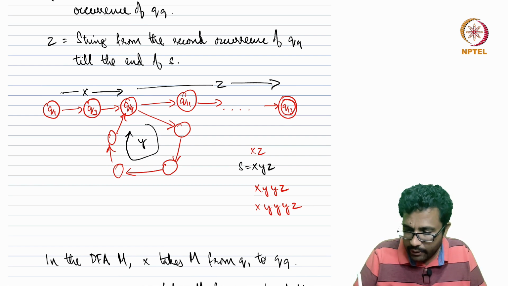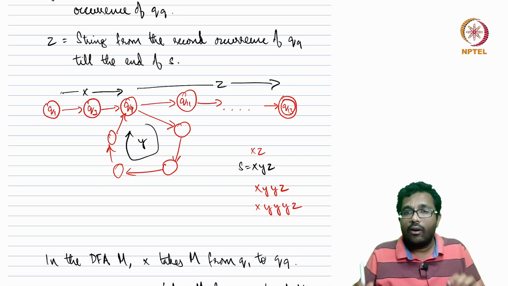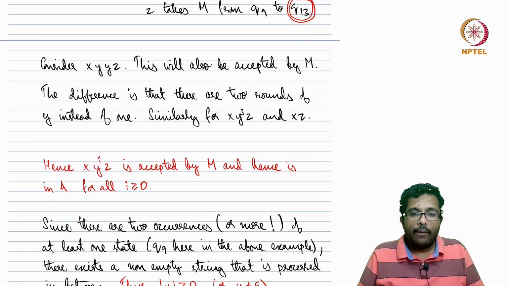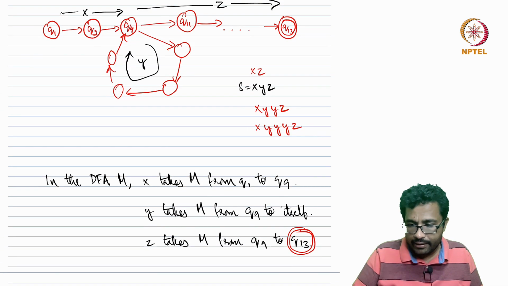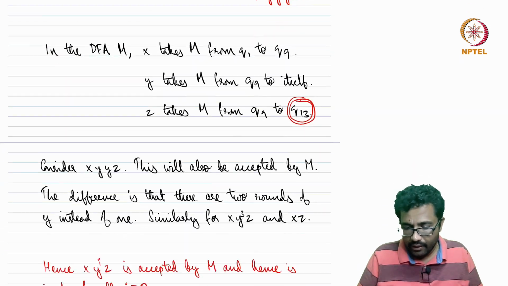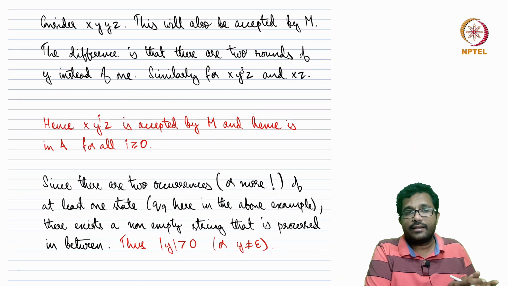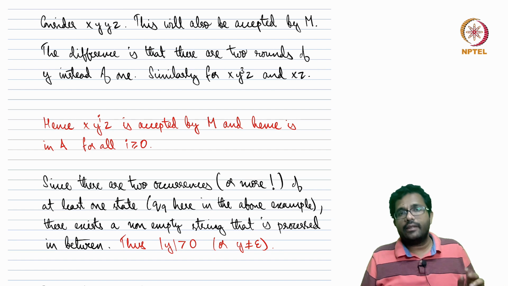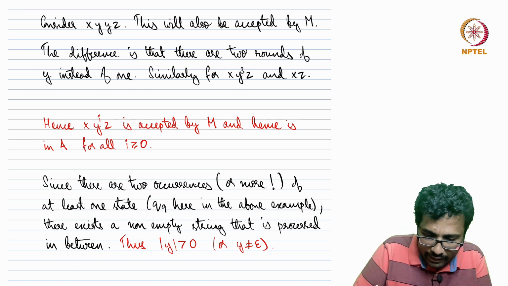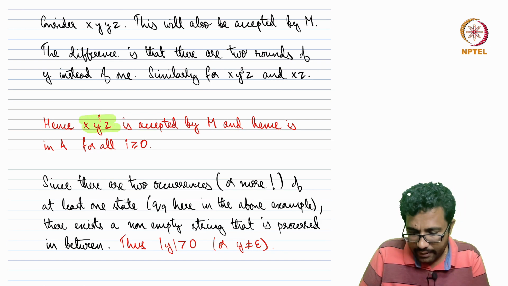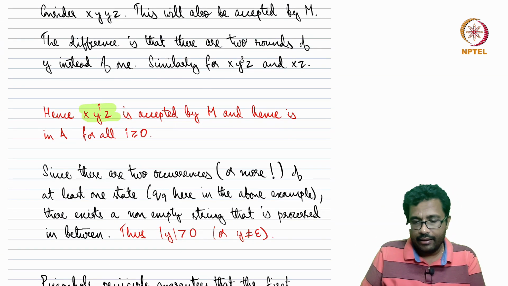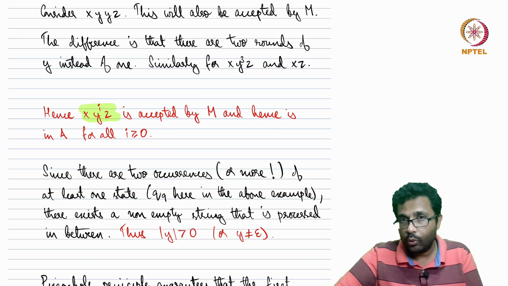So all these strings, XZ, XYYZ, XYYYZ, all of these would be accepted by the DFA, right? Which means that all of them are in the language, because the DFA is a DFA for the language. So anything that is accepted by the DFA is in A. Hence we get that all the strings X Y power i Z, whatever I wrote, are in the language. Right? So this is condition 1 of the pumping lemma.